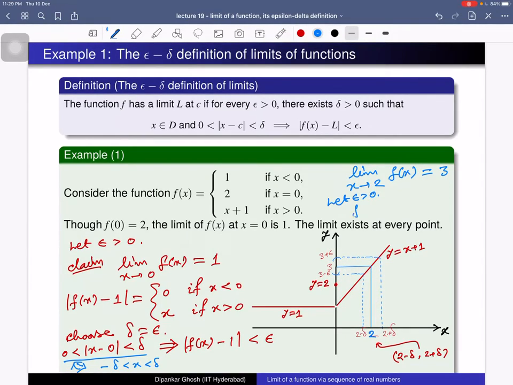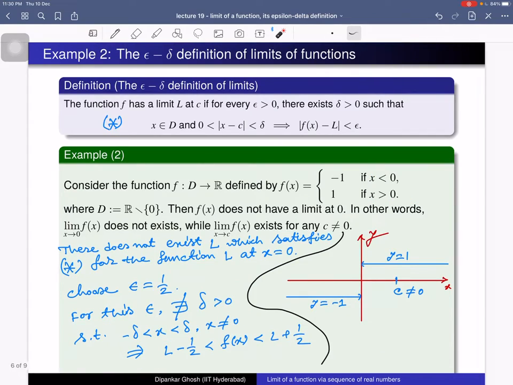So before that let's try to analyze what this distance of x is. Here it is given by x plus 1, so it is x plus 1 minus 3, so x minus 2. For epsilon, if you choose delta that is same as epsilon, then that delta will work. Okay, and next we will analyze another example.